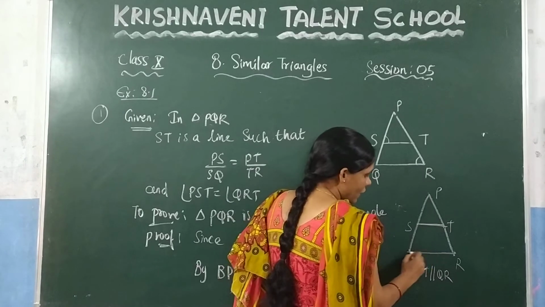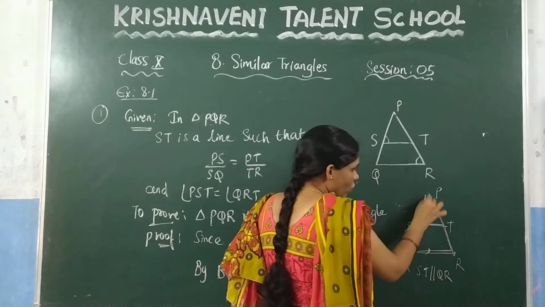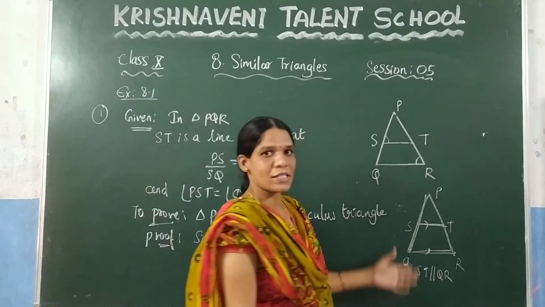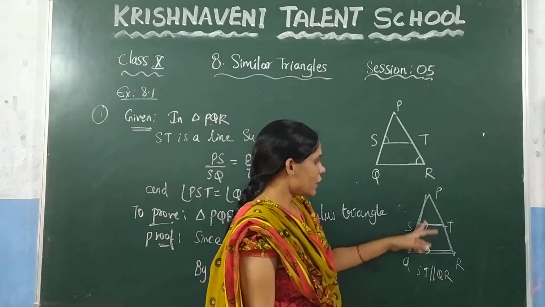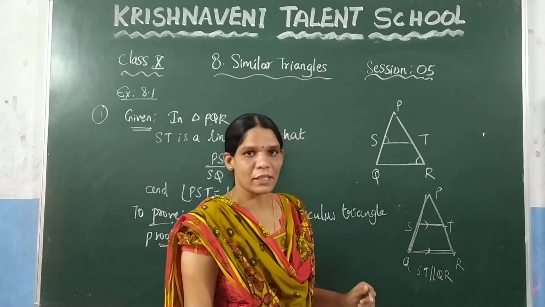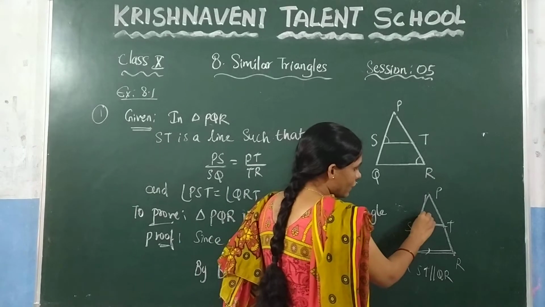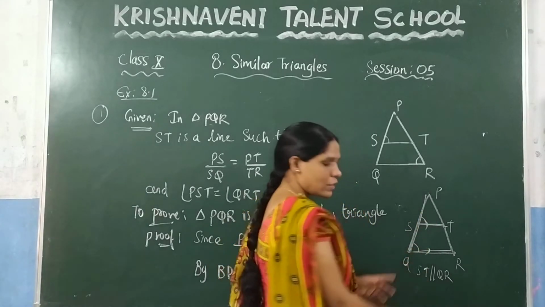If this line and this line are parallel, what do we call this one? We call this one a transversal, right? And you know that with a transversal, the corresponding angles are equal. So what is the corresponding angle here? This angle and this angle are the corresponding angles.